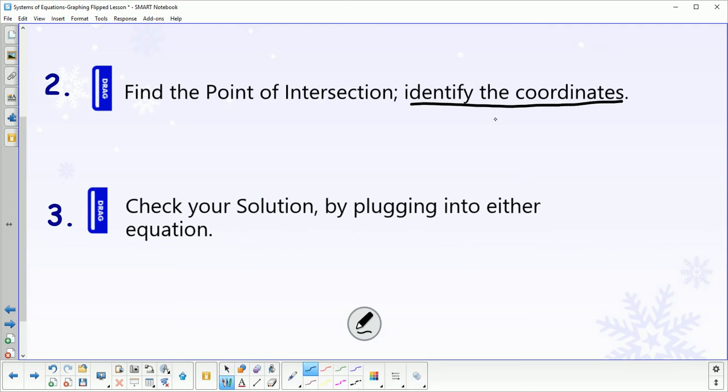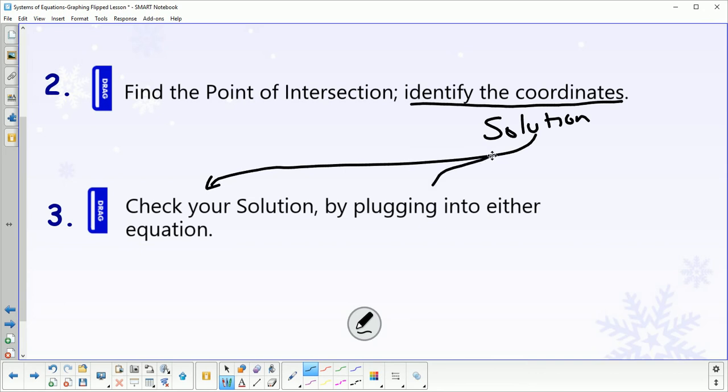Okay, identifying the coordinates, this is your solution. And those numbers are what you're going to check. Those numbers are what you're going to plug in to either, and really we should say, both equations. So let's change this into both equations, because remember it has to be a true statement for both of them in order to be a solution.